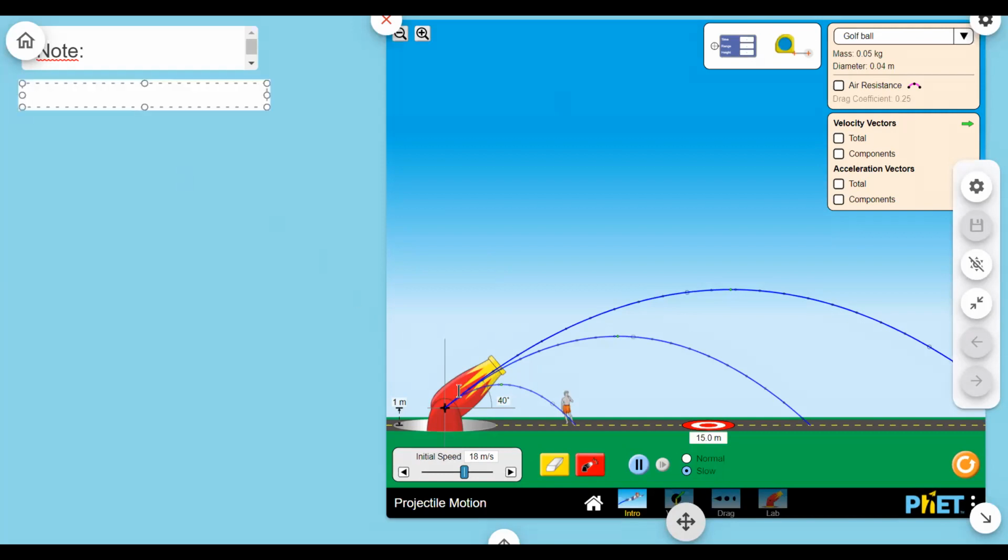So based on the path of the motion, projectile motion is the motion of an object projected into the air. Again, projectile motion is the motion of an object projected into the air.